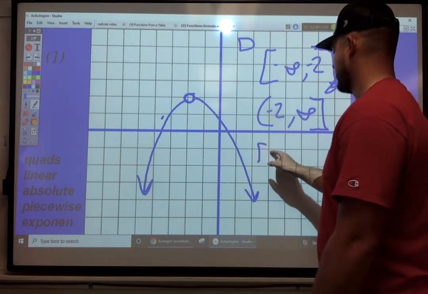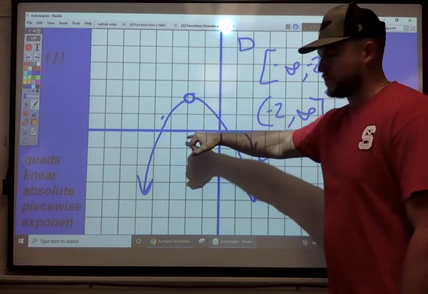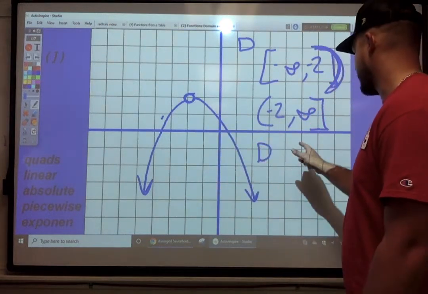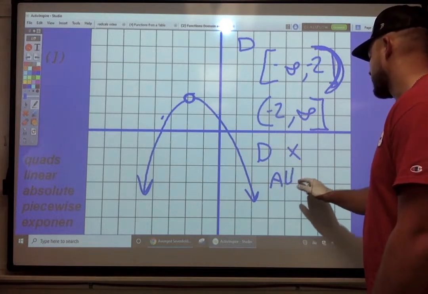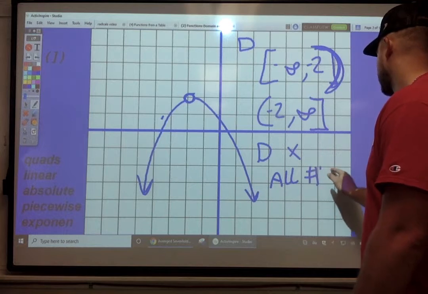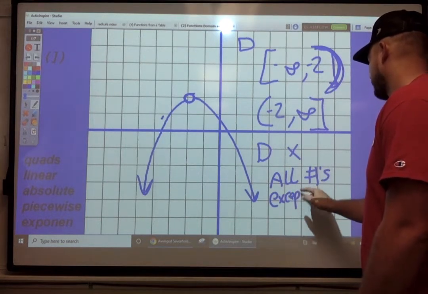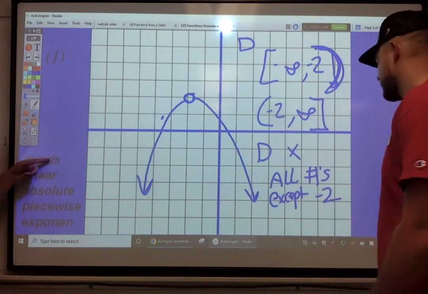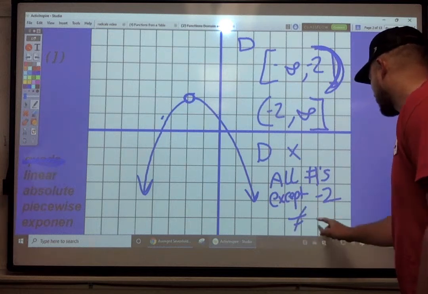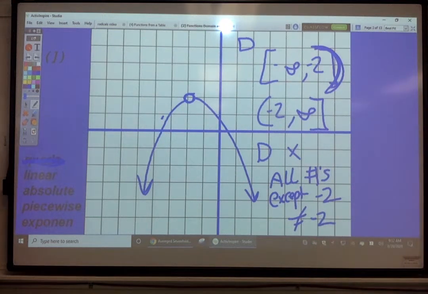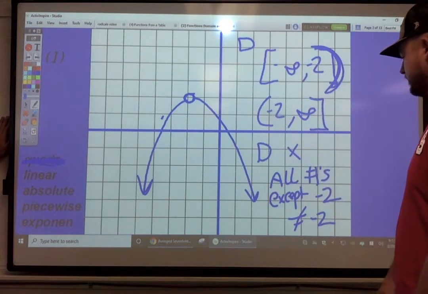Another way we could say this, right? Also our domain could be all numbers except -2 for our x values. Again, domain is our x values. So you could see it like this, all numbers except -2. There's also another symbol if you want to write it, it looks like this, meaning not -2. You can see several different ways it's going to be written. But again, this is our domain.